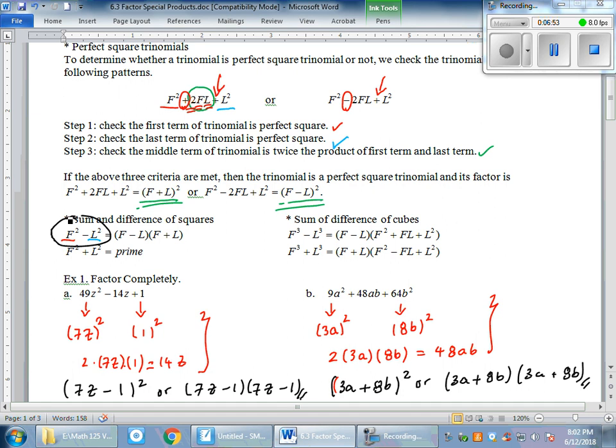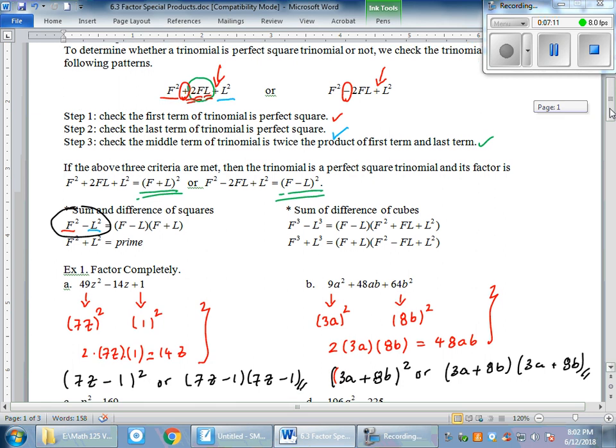And similarly, we will talk about sum and difference of cubes, but let's take a look at sum and difference of squares first. We know that if it is a sum of two squares, then it is not factorable; it is prime. So let's take a look at examples.